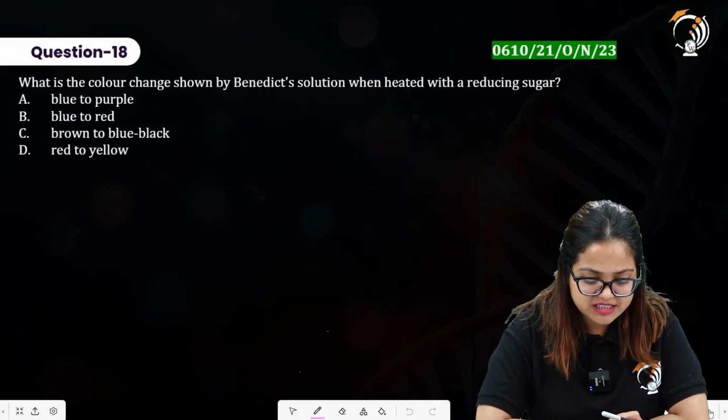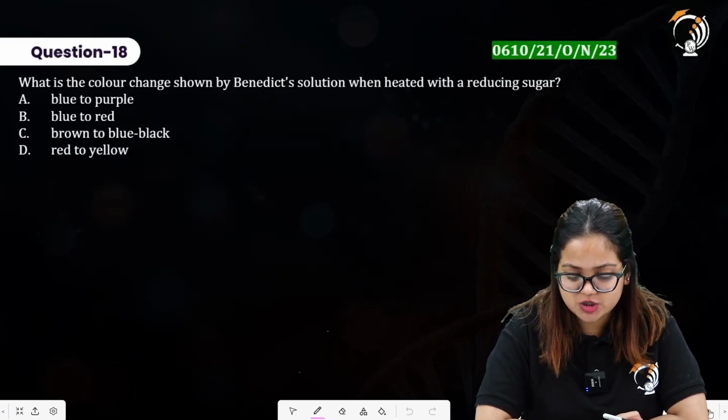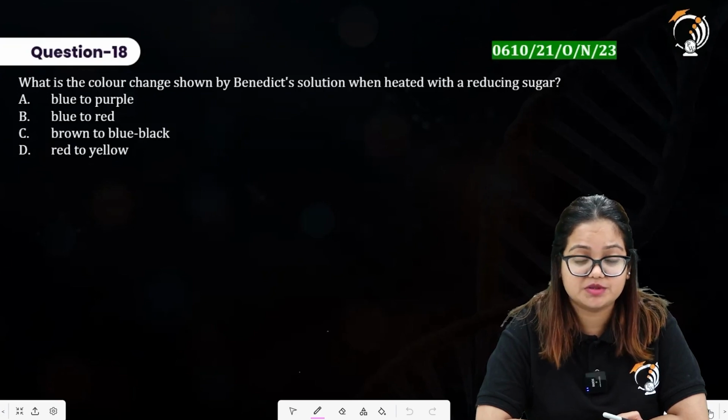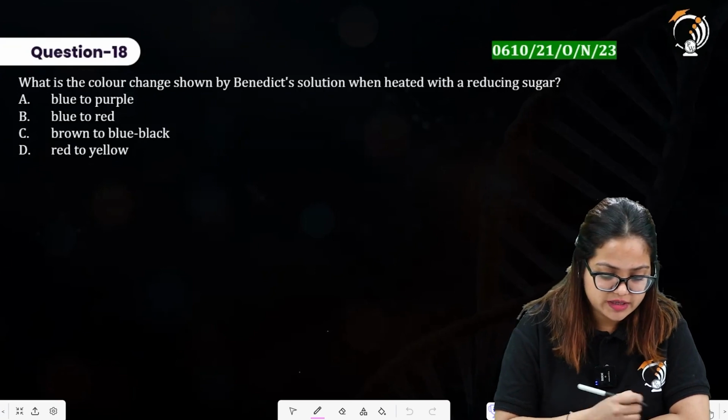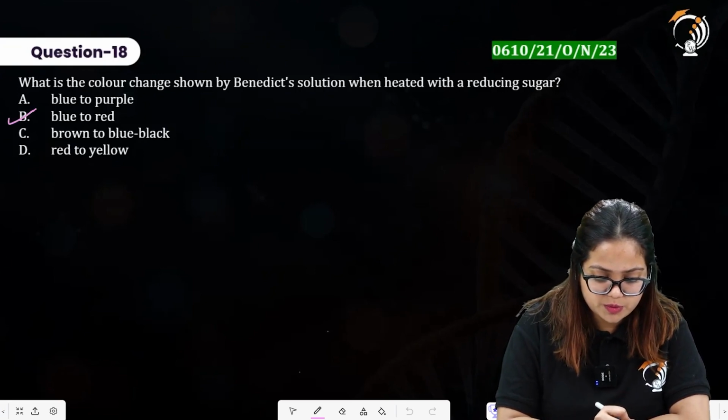Question number 18 says, what is the color change shown by Benedict solution when heated with a reducing sugar? So, whenever it is heated with a reducing sugar, it is turning blue to red. Alright.